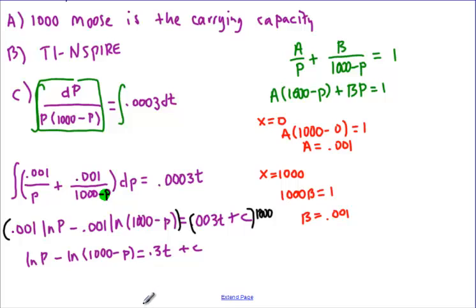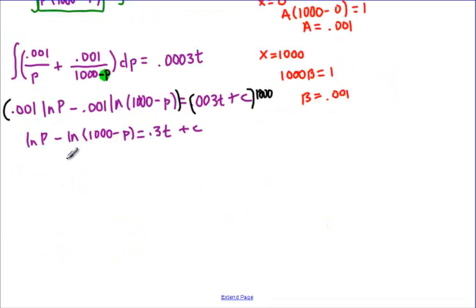Alright. And so what I end up with then on the left is the natural log of p over 1000 minus p, and that's equal to 0.3t plus c. Okay?